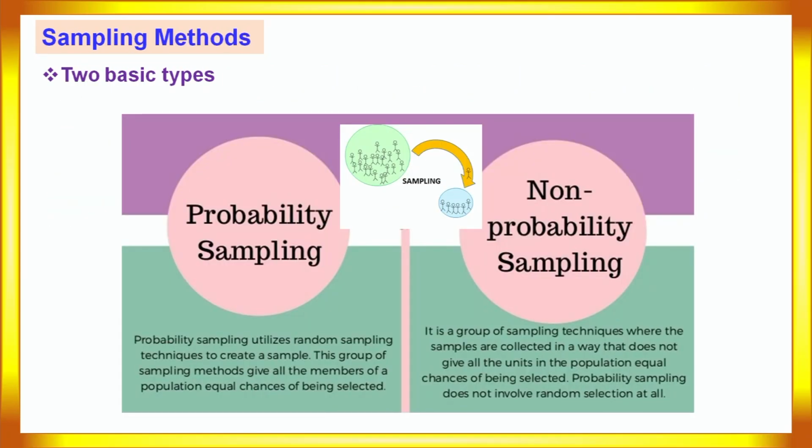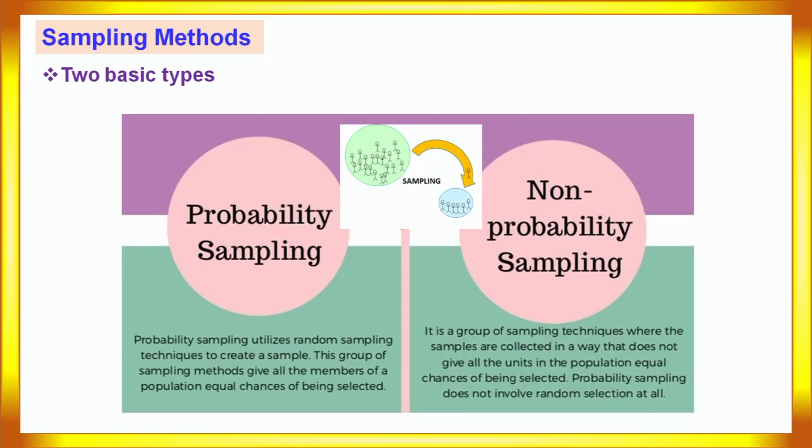Now, sampling is broadly classified into two basic types. One is known as probability sampling, another is known as non-probability sampling. What is probability sampling? In probability sampling, each member, each element or each unit of the population has an equal and independent chance of being included in the sample. This we call random sampling or a random process.